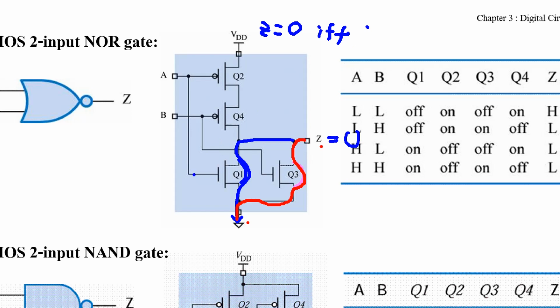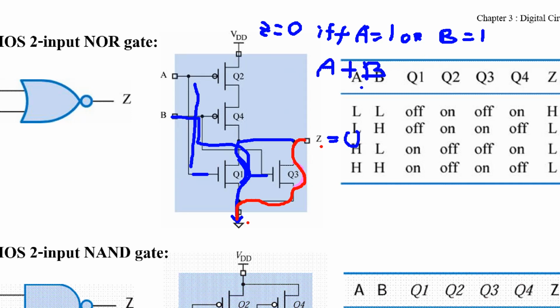Q1 is on, that means A must be 1, right? Or B, B must be 1. That means when you write the expression, it is A or B, right? If A is 1, B is 1, A or B will be 1 or 1, right?